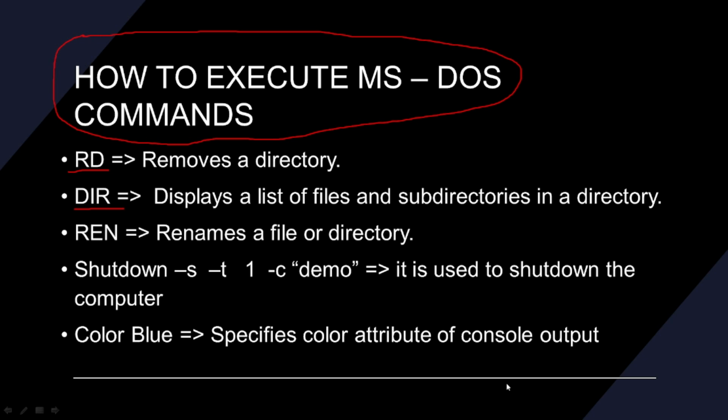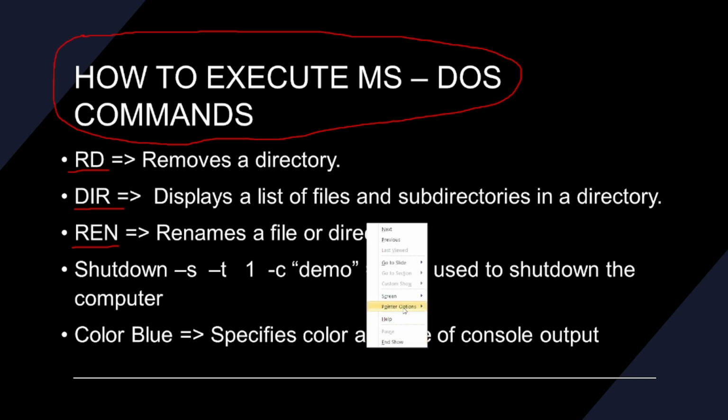Today's segment we'll be looking at the continuation of how to use MS-DOS commands. As you can see on your screen, in our previous video we learned how to use rd, and we said it is used to remove a directory. We also dealt with how to use dir, and we said it's also used to display a list of files and subdirectories in a directory. Today we'll be looking at ren. We said that ren is used to rename a file or a directory, and that is what we'll be looking at. Without wasting my time, let's look at how that is being done.